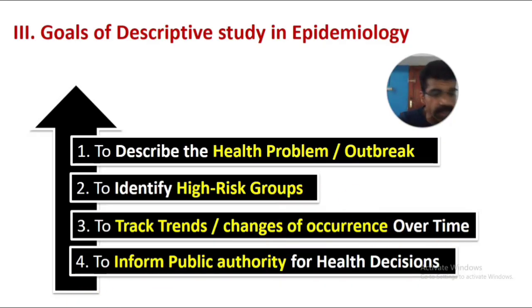The last, fourth goal is to inform the public authority or concerned government for making different health decisions such as preventive measures, various health actions, various public health laws, etc., or to conduct research in relation to that particular problem. So these are the four important goals of descriptive study in epidemiology.